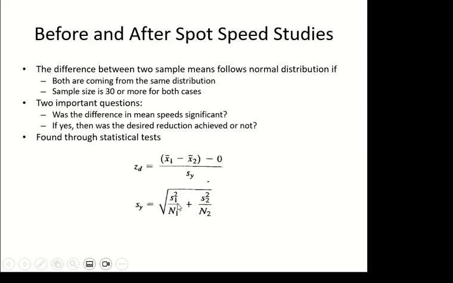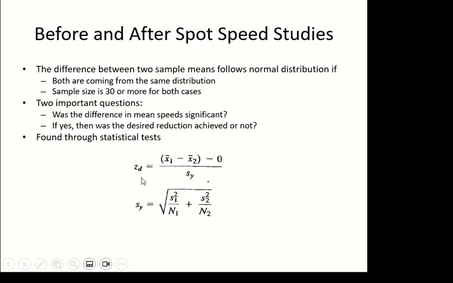Okay, to calculate this value, I'm doing s1 square, meaning the standard deviation of the data before, upon n1, the number of values in the data before, plus s2 square, the standard deviation of the data after, upon n2, the number of values in the data after. So we do this, we get the value of sy and put it over here. Then we put the means and we get the z value.